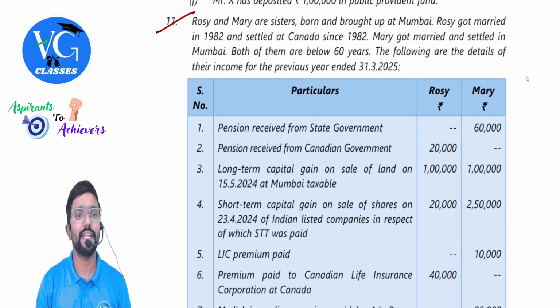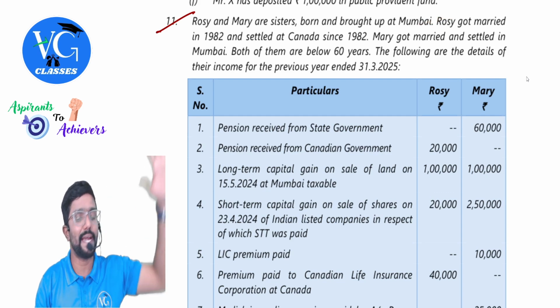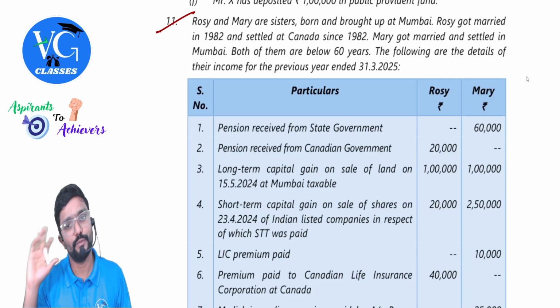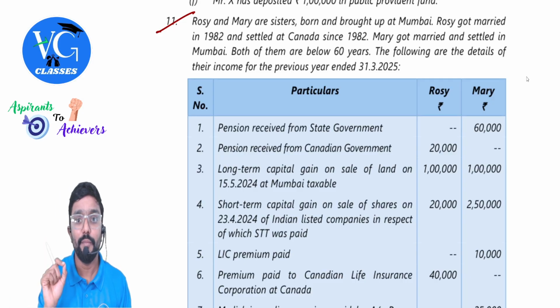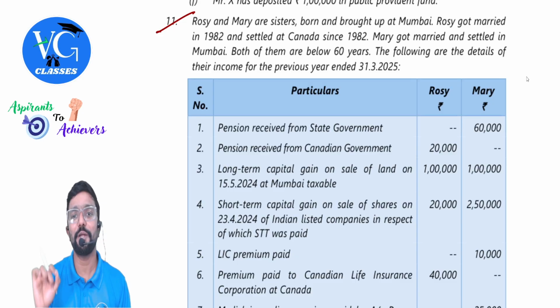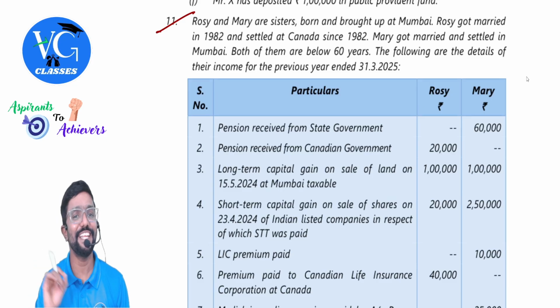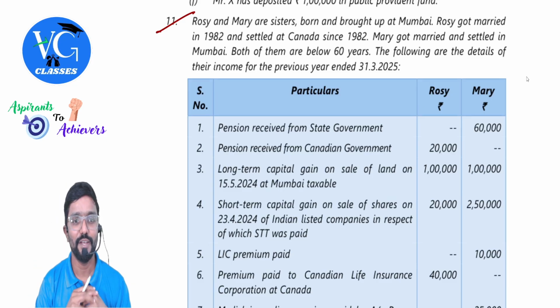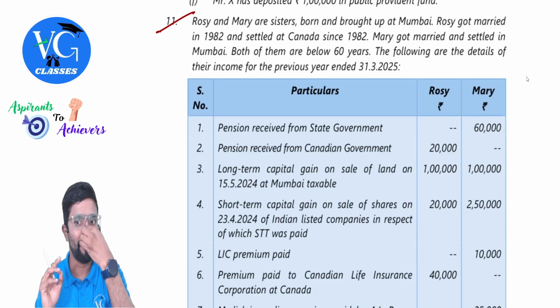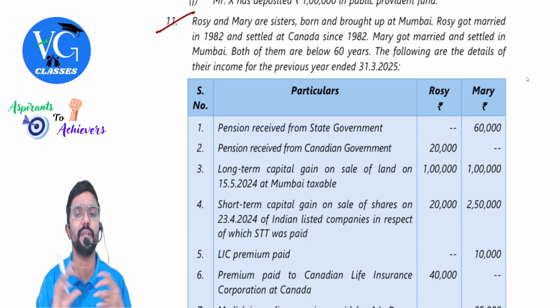Rosie got married in 1982 and settled at Canada since 1982. Okay. Mary got married and settled in Mumbai. Okay, she is in Mumbai only. Both of them are below 60 years. The following are the details of their income for previous year ended 31st March 2025.